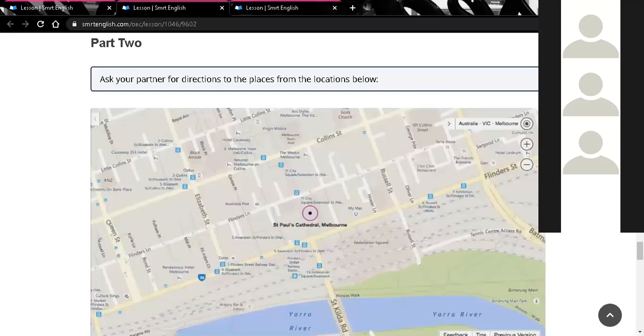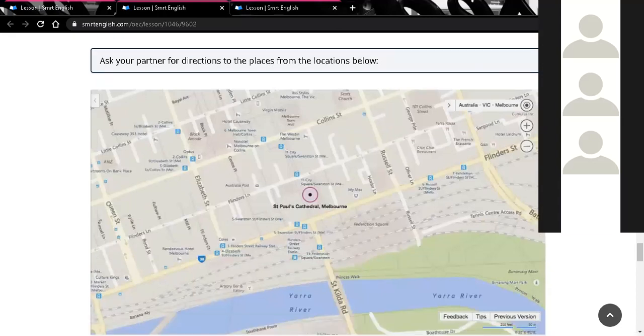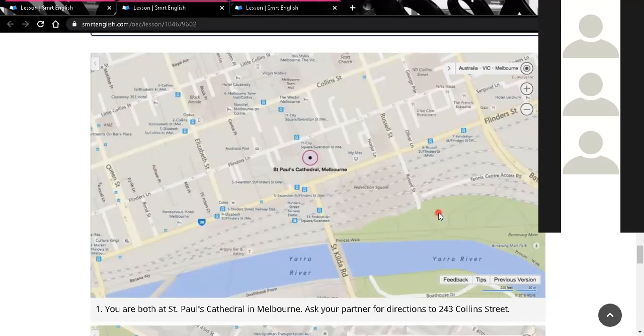Now it says part 2, ask your partner for directions to the places from the direct locations below, which is basically the same. Now we're going to choose the places we want to. It says in here, you're both at St. Paul's Cathedral in Melbourne. Ask your partners for directions to 243 Collins Street. 243 Collins Street. Well, I already found Little Collins, but can you see? I found 101, but we need 243.